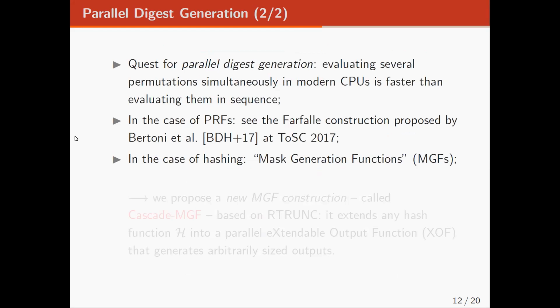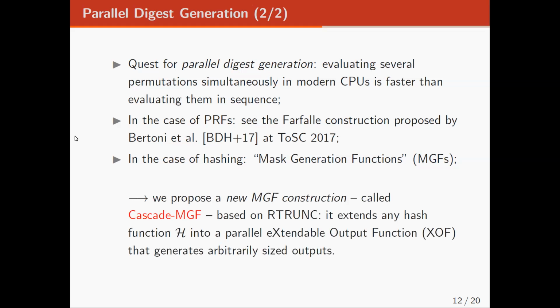And in many cases, we prefer to have parallel digest generation, because in modern CPUs, working in parallel is faster than working sequentially. Now, in the case of PRFs, this problem was solved with the Farfalle construction proposed by Bertoni et al. at ToSC 2017. And for the case of hash functions, we actually already have a solution, and the solution is mask generation functions. So there are already some MGF constructions in the literature. In this paper, we propose a new MGF construction, which is called Cascade MGF, and it is based on this randomized truncation function.